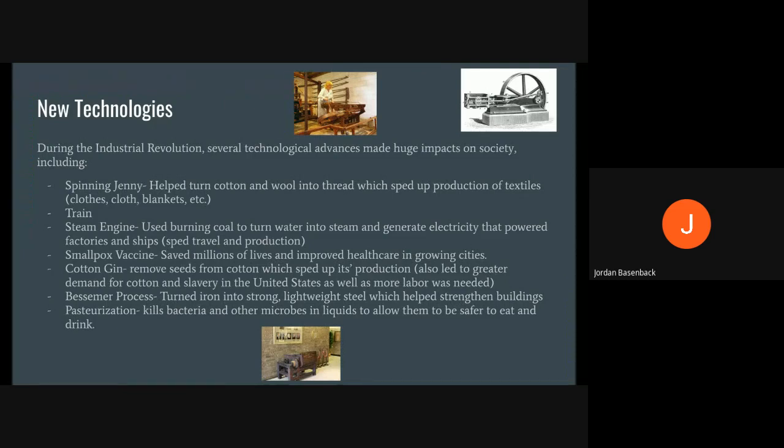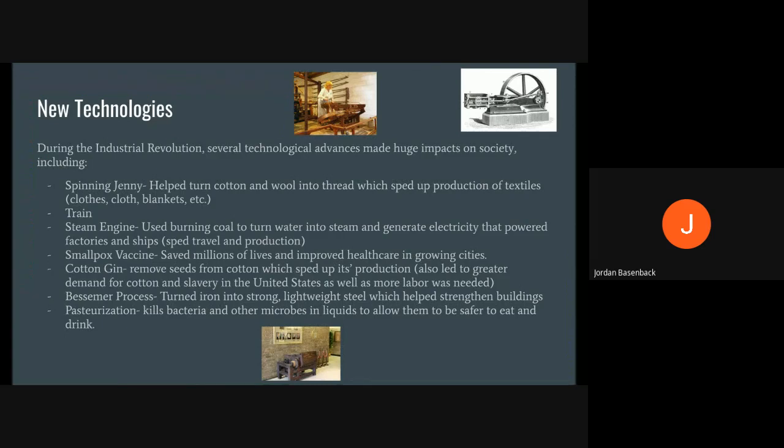But the last two things that the Industrial Revolution, or at least this first part of the Industrial Revolution, brought us, and there were many more than the 6 things I'm listing here, but one was the Bessemer process. And this turned iron into strong, lightweight steel, in which more buildings were now being made of steel, which has totally changed our world and allowed us to build buildings that were taller and stronger than ever before.